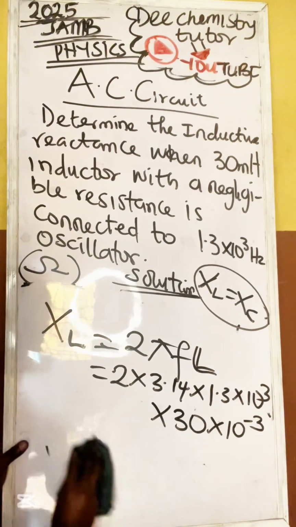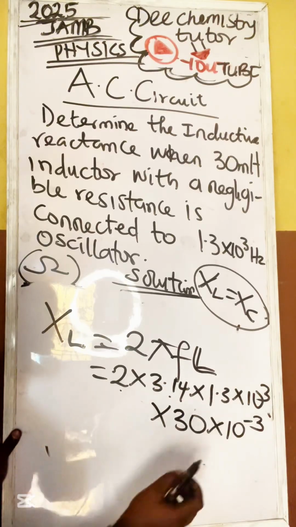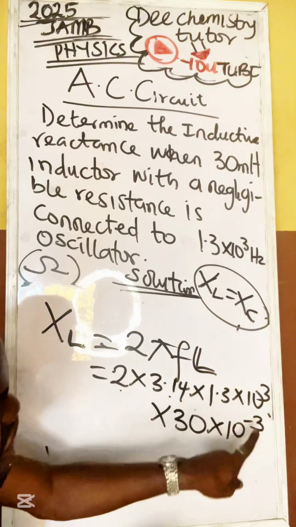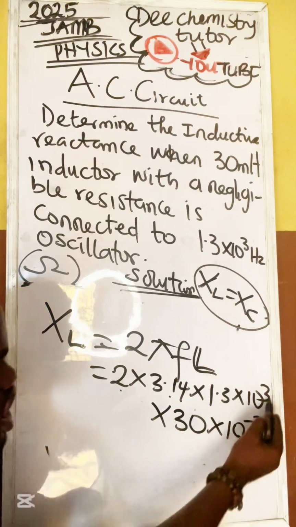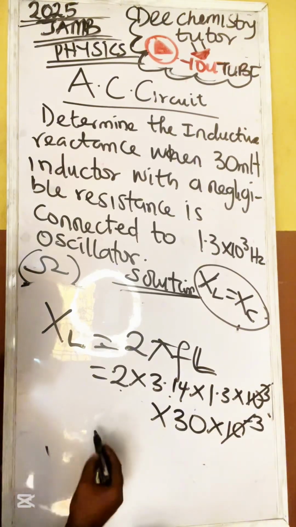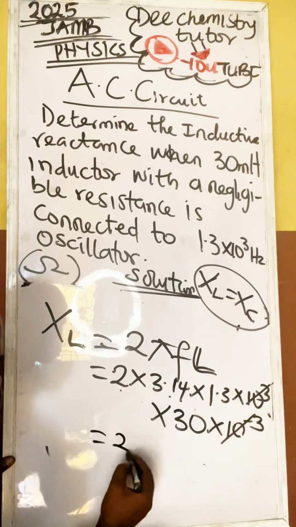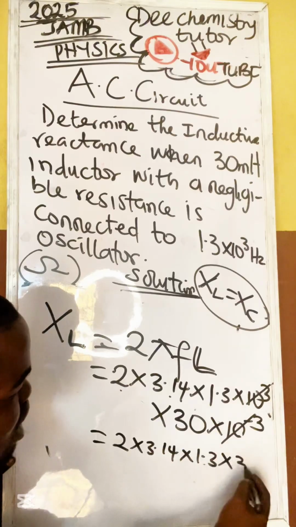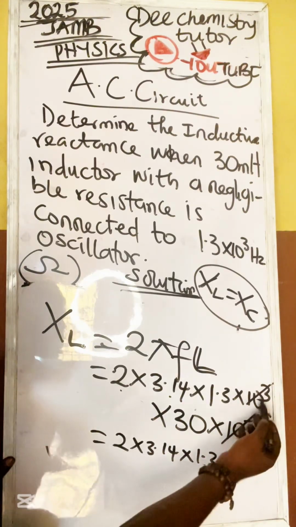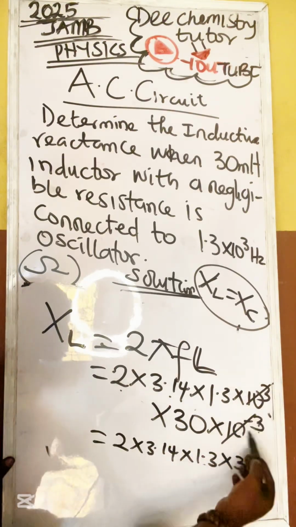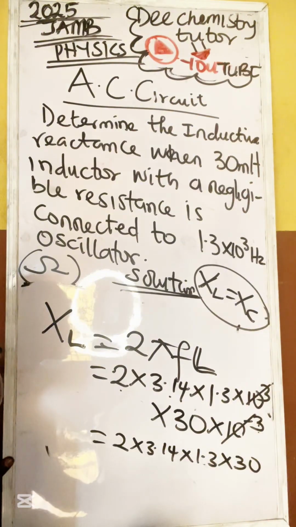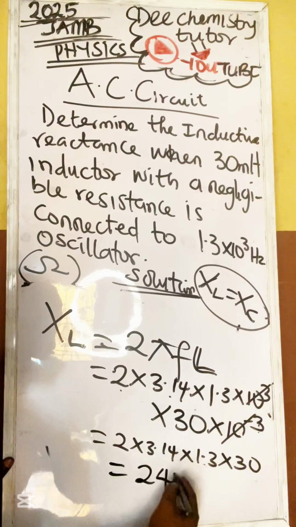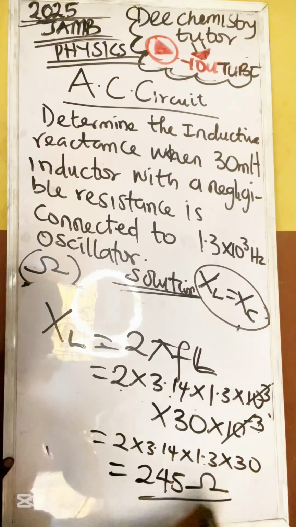So by the time you complete this times this times this times this, if you are very smart, what will you see? Don't press everything. This one can cancel away this one. That's the way to be smart in exam, not to press everything. So you just do 2 times 3.14 times 1.3 times 30. Will it not cancel? This is plus 3, this is minus 3, we cancel it out. We give 0, and 10 raised to 0 is 1. So by the time you compute this, you get 245 ohms.